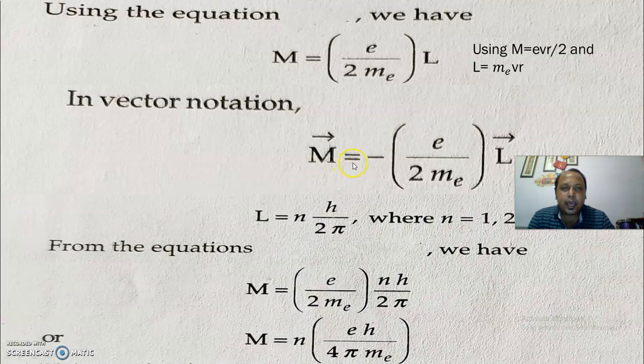So now vector M can be represented as minus e by twice m_e into vector L. Vector L and vector M are in the opposite direction, so that's why the negative sign is here.